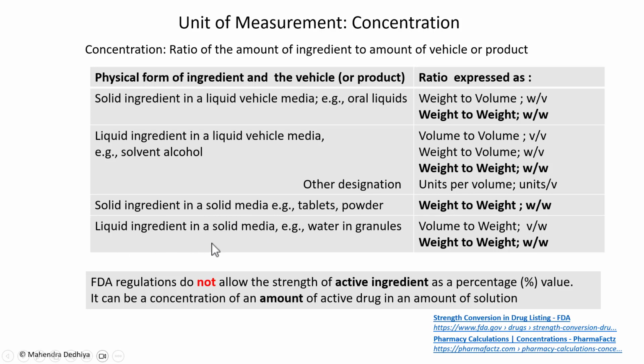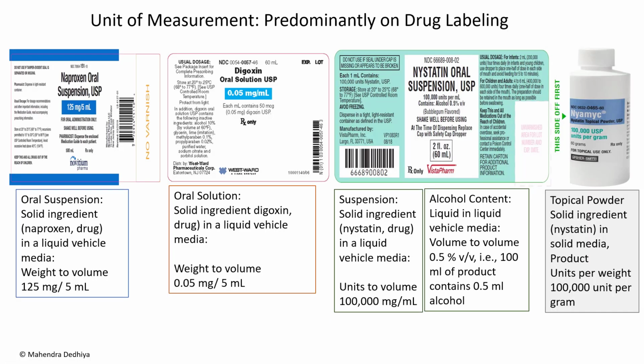Liquid ingredients in solid media, such as water in granules, are expressed as volume to weight and weight to weight. FDA regulations do not allow the strength of an active ingredient as a percent value for drug products. FDA regulations allow concentration of an amount of an active ingredient in an amount of solution. So we will see predominant labeling that's used in a drug product.